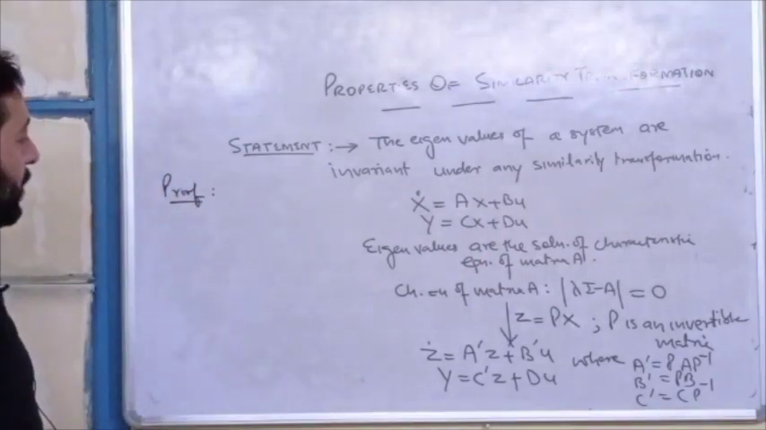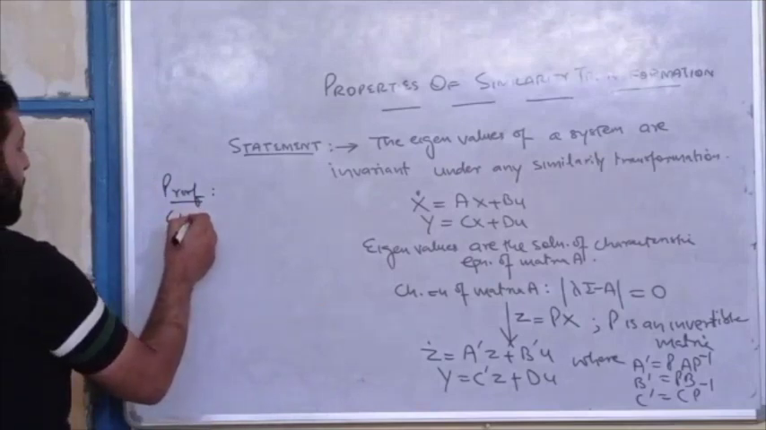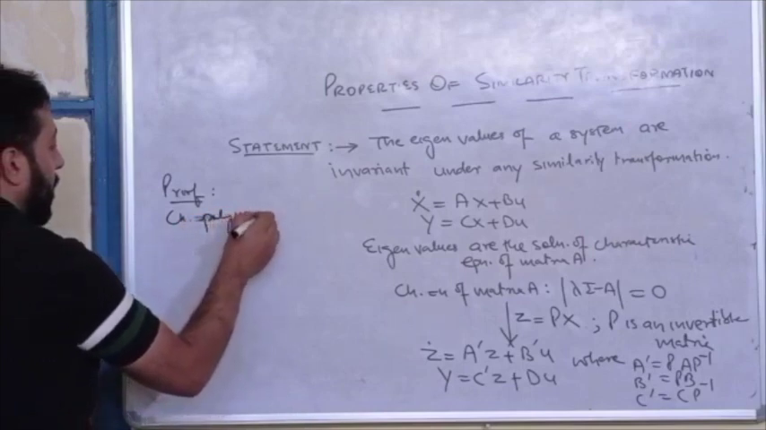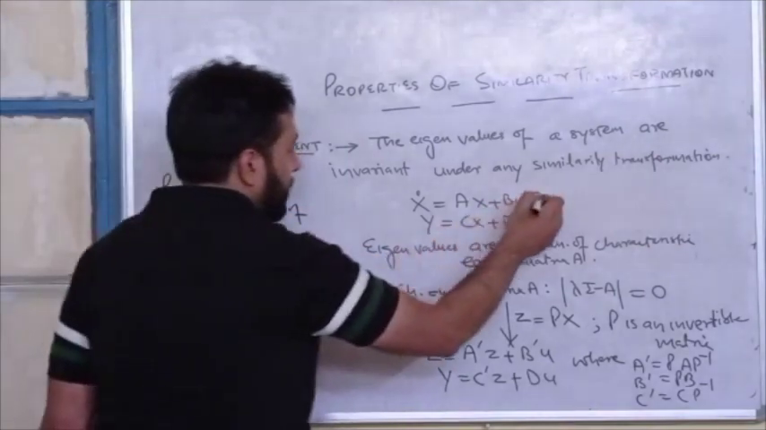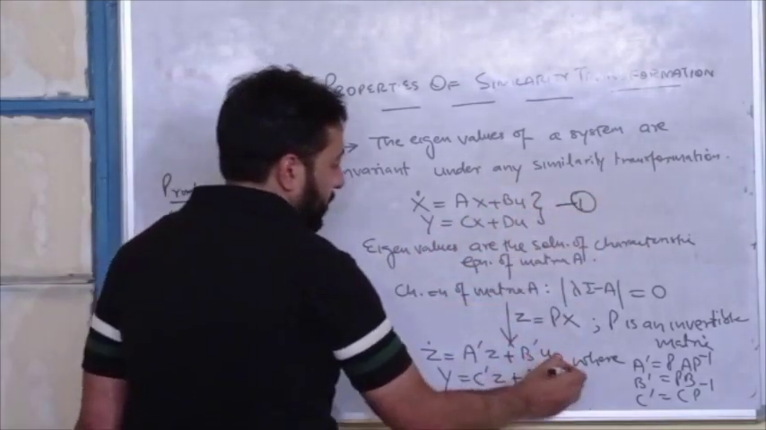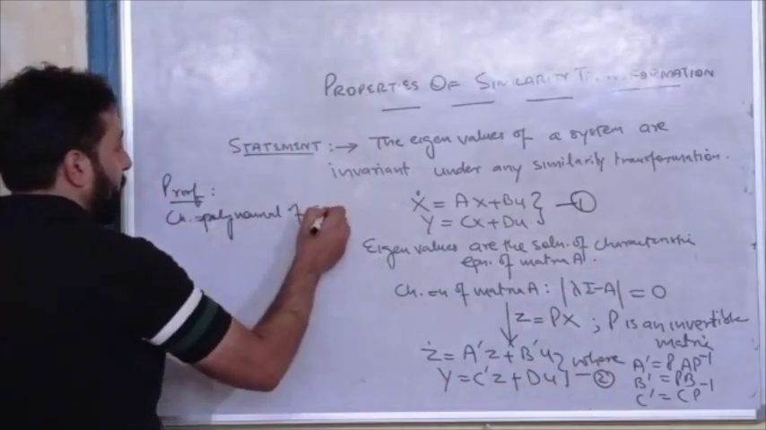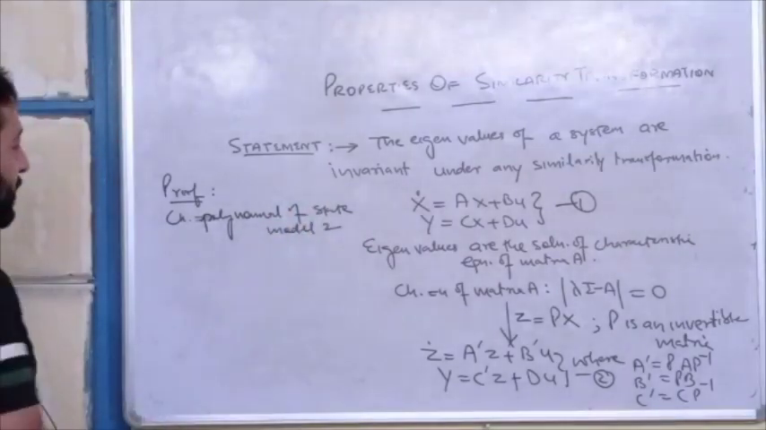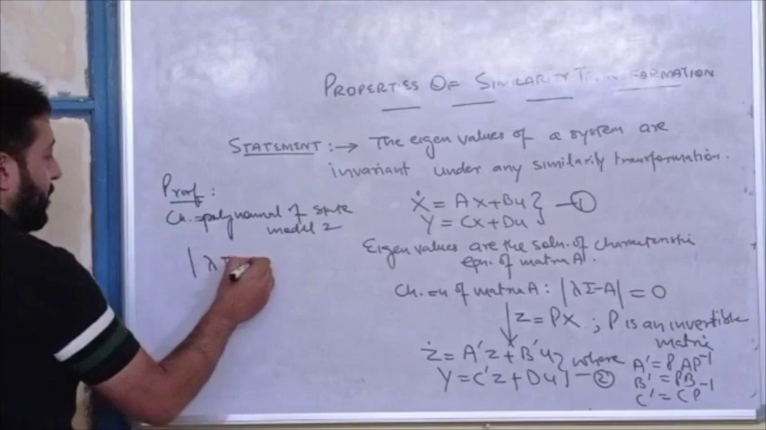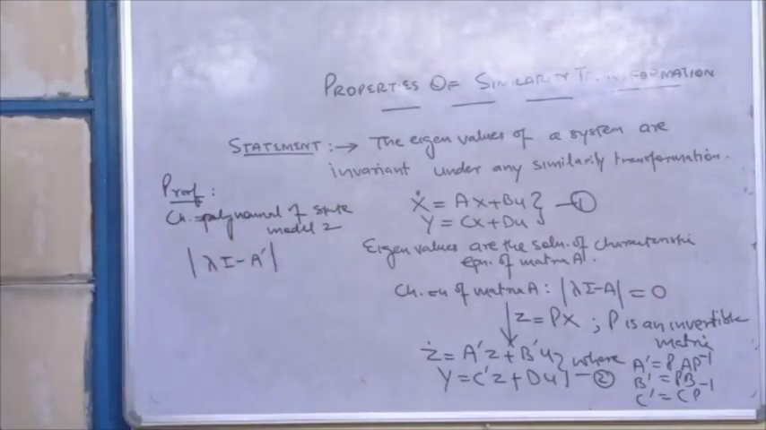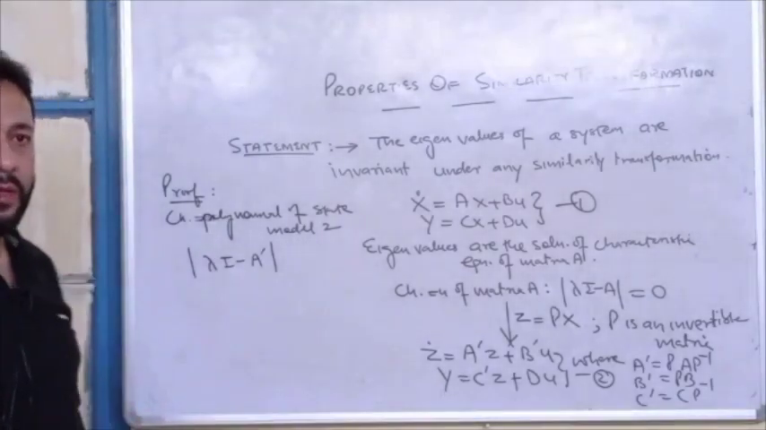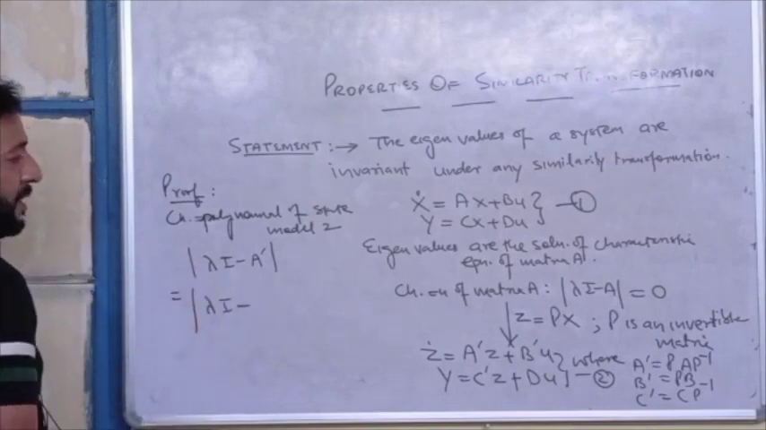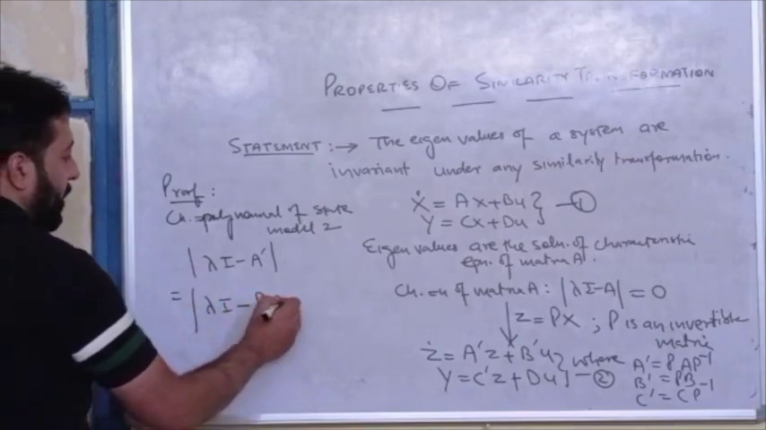ओके? सो कैरेक्टरिस्टिक इक्वेशन और कैरेक्टरिस्टिक पॉलिनोमियल ऑफ, इसको हम कहेंगे स्टेट मॉडल वन, इसको हम कहेंगे स्टेट मॉडल टू, सही है? Of state model 2, what is that? Determinant of lambda I minus A dash, है ना इसका? सही है? So that is determinant of lambda I minus, what is A dash equal to? P A P inverse, सही है ना?